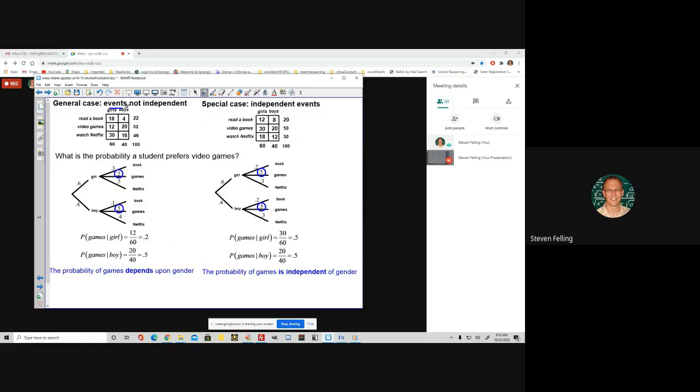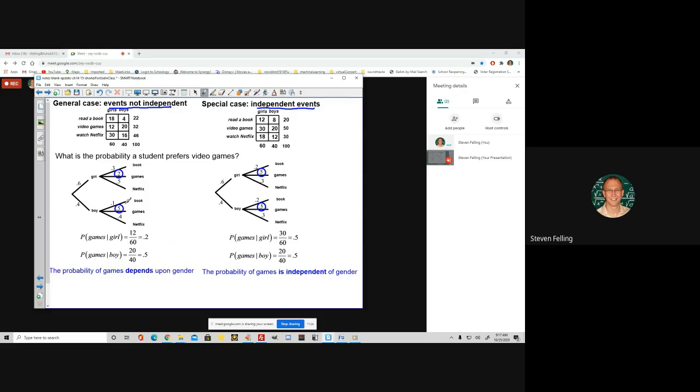Okay, so let's look at two cases side by side here. I'm going to look at the more general case, and then we'll look at the special case of independent events. So I've made up two different versions of the table here, two different data sets. Here's our original table. Okay, and if we were to compute out this whole tree with gender first and then entertainment choice, there's 60 out of 100, so 60% chance of someone being a girl, 40% boy. And then given in the girls column here, for example, this probability of book given girl is 18 out of 60. That turns out to be 30%. So these are all from this table.